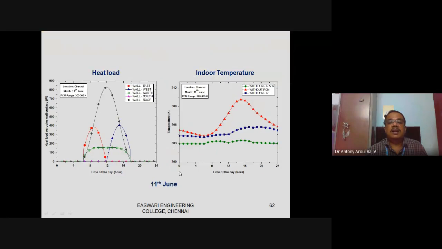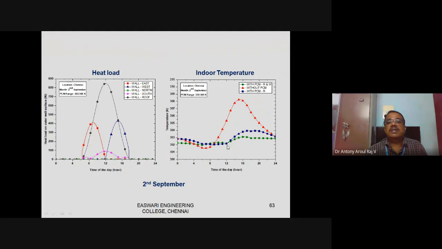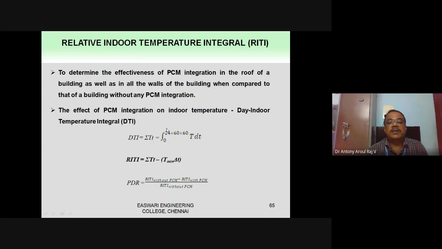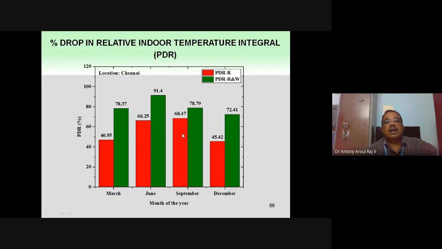We have done for 2nd March, we have done for 11th June, for 2nd September, and for 26th September. And we have calculated the performance parameter. Now we have introduced a new performance parameter for integration of PCM in the building. We have submitted this research to a journal. It is a non-dimensional parameter.